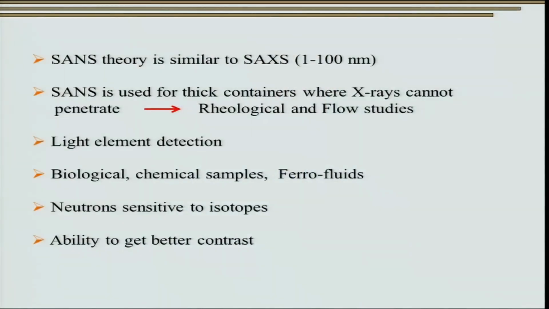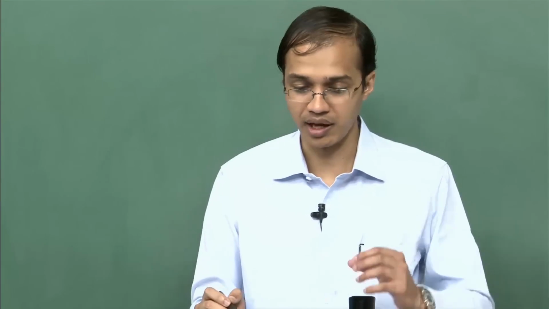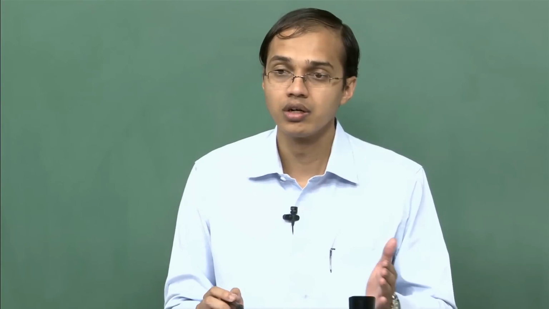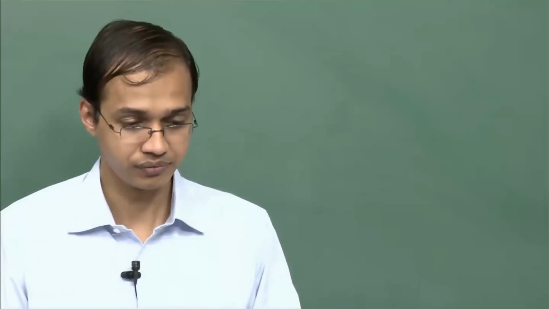One more important thing that we had stressed in the last class was the ability of neutrons to separate between isotopes. Now, this ability of neutrons can be used to get better contrast. We will talk about this in a couple of slides, but I hope you appreciate that the advantages of neutrons over X-rays can be exploited in this technique to get relevant information from our experiment.